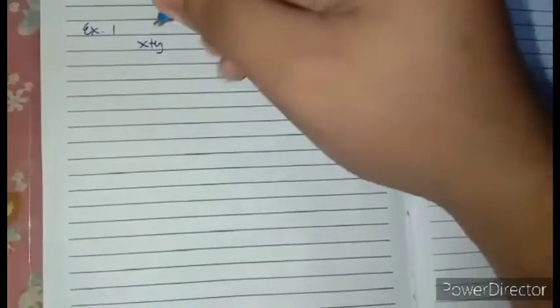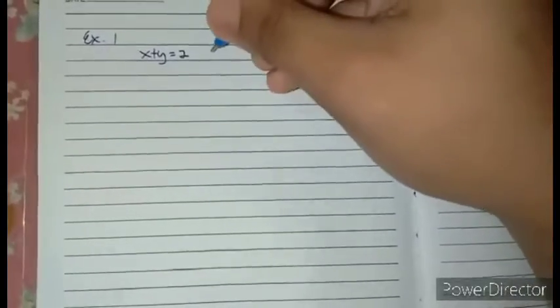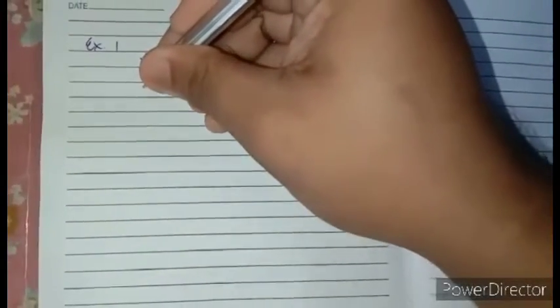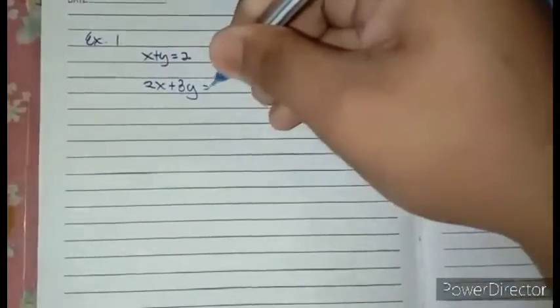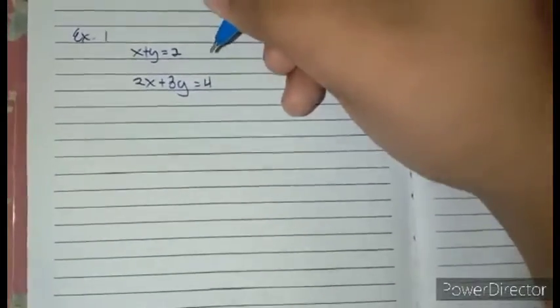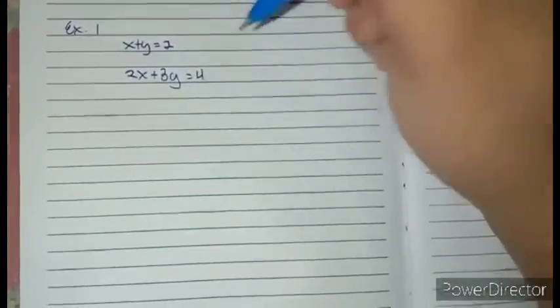So today we'll be using the substitution method to get the x and y of the equations. My example for today is example number 1. My equation is x plus y equals 2. That is the first equation. The second is 2x plus 3y equals 4. So how do we get the x values and y values of these equations?